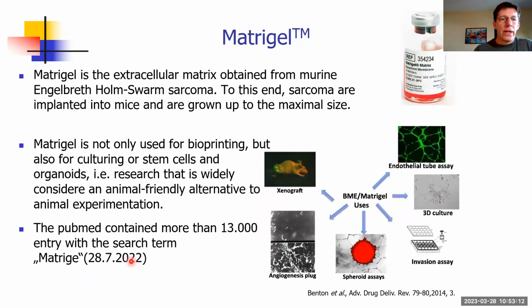So I already mentioned Matrigel. When I screened the literature last year, I found more than 13,000 studies in PubMed with the search term Matrigel, because it's widely used. It's used for all types of 3D cell culture. It's used for spheroid cultures. It's used for all types of stem cell culture. It's used for animal studies.